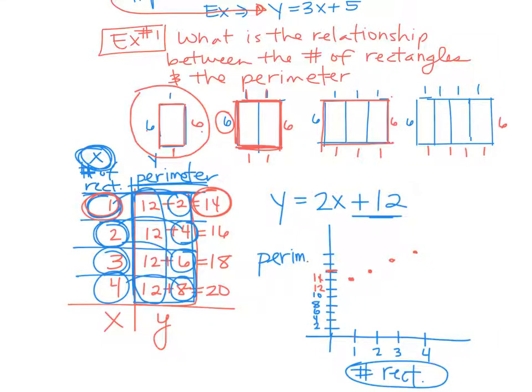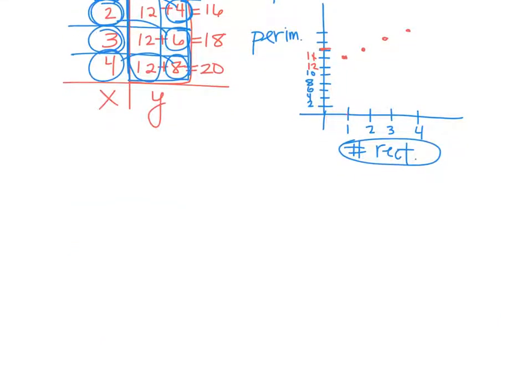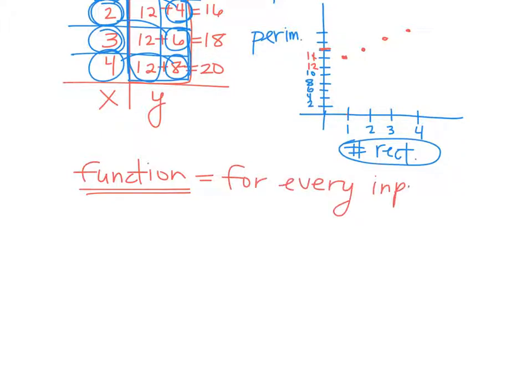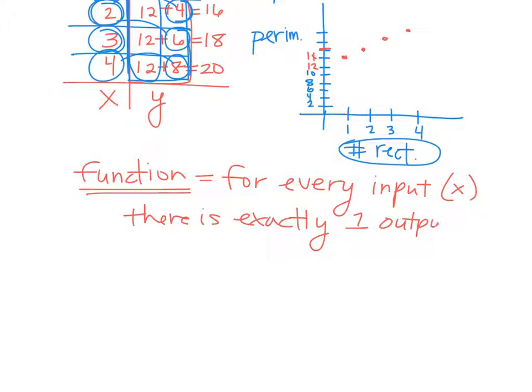I'm just going to write that down so you can refer back to it if you need to. A function basically says for every input, which is typically our x, there is exactly one output, which is our y. Okay?